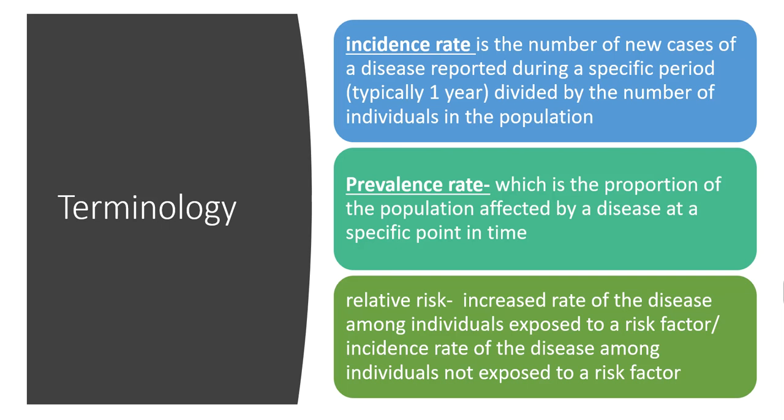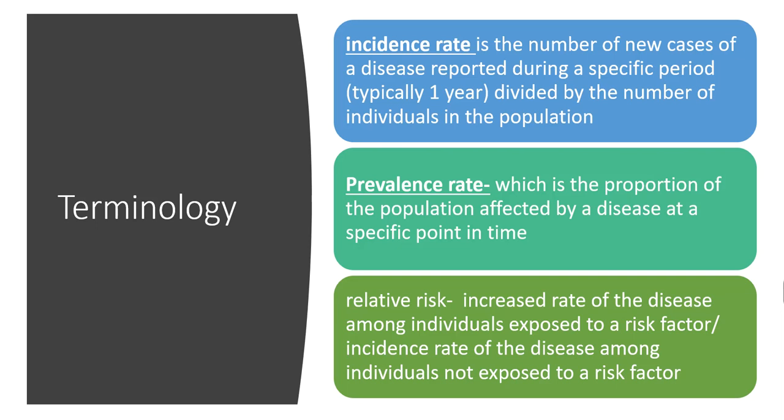Anyways, prevalence rate is the proportion of the population affected by a disease at a specific point in time. So I can say, during the year 2019, 25% of the people of the population of Toronto developed diabetes. So the prevalence rate of diabetes is 25%, right? Like that. I got the percent by dividing the number of cases with the population of Toronto.